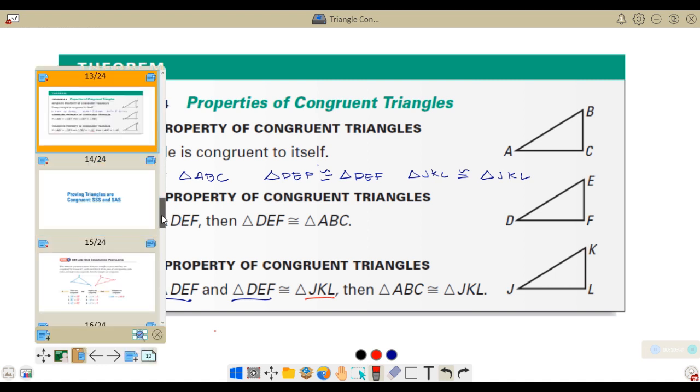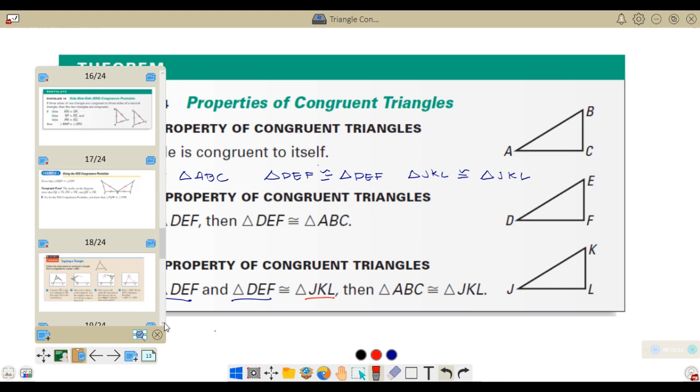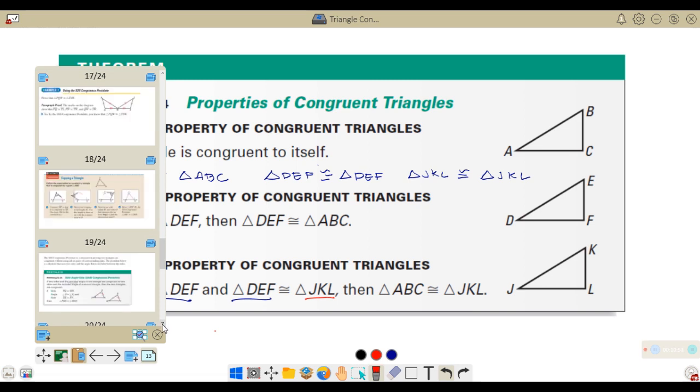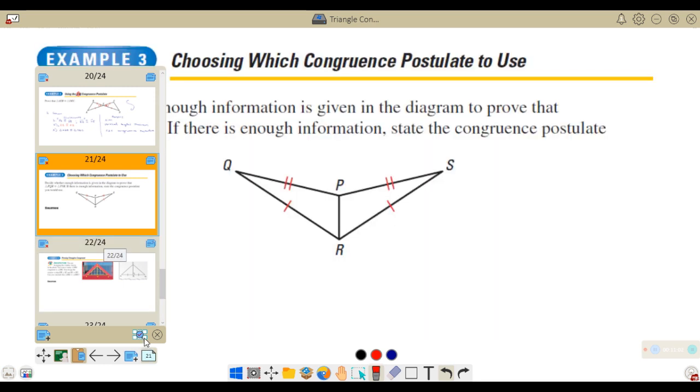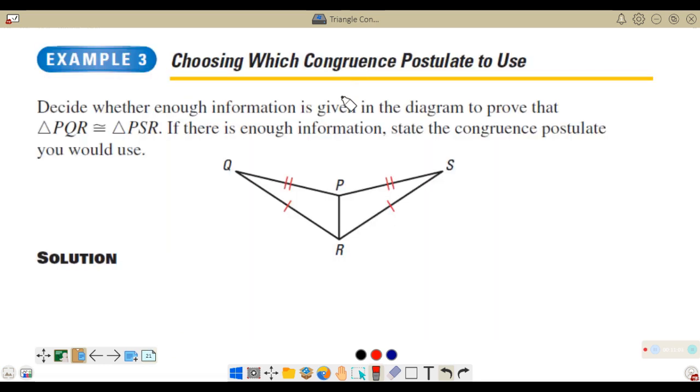Then let's go back to our example, because we will use the idea of these properties of congruent triangles in answering and choosing the congruence postulate to use. So here, we have to decide whether enough information is given in the diagram to prove that triangle PQR is congruent to triangle PSR. If there is enough information, state the congruence postulate. So let's decide. Let's look at the figure.